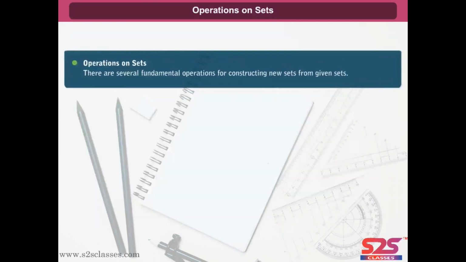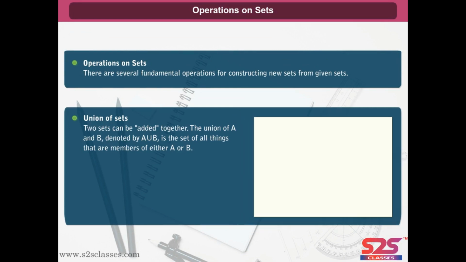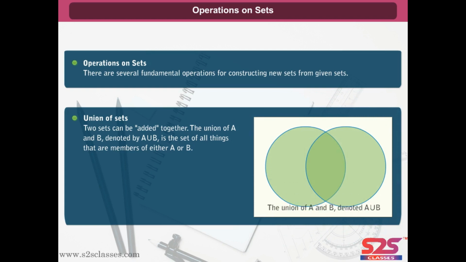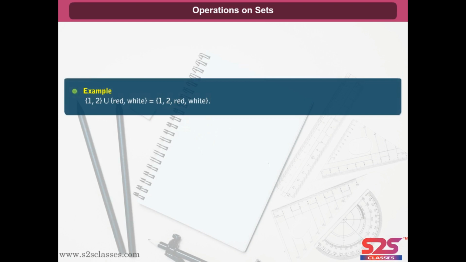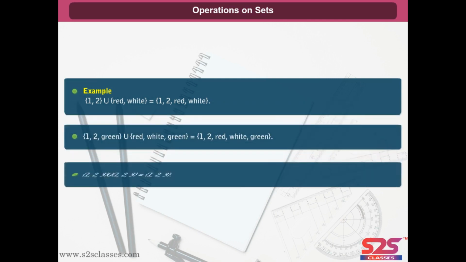Operations on sets. There are several fundamental operations for constructing new sets from given sets. The first operation is the union of sets. Two sets can be added together. The union of A and B, denoted by the symbol, is the set of all things that are members of either A or B. Look at the examples. The union of two sets, one of {1, 2} and the other of {red, white}. Similarly, look at the other two examples.